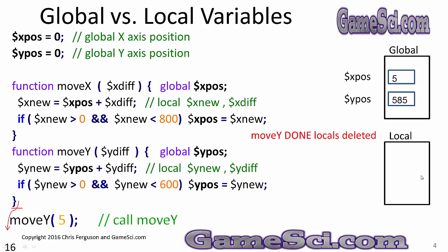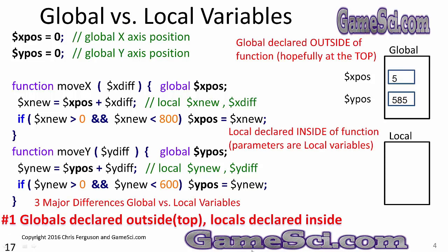Also notice how my local variables disappeared. Remember, local variables get created when the function is called. They get deleted when the function is done. So local variables are just temporary storage. They exist as the function is running and poof, they go away when the function is done. But globals stick around. So the next time I update the screen, I'll put my player at my new position. There's three major differences between global variables and local variables, and let's look at those three differences now.